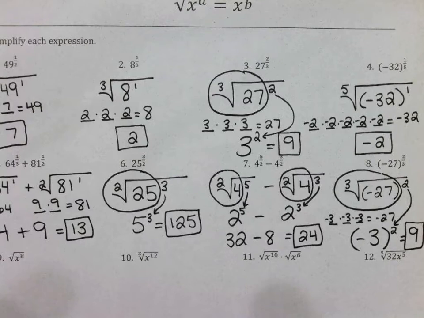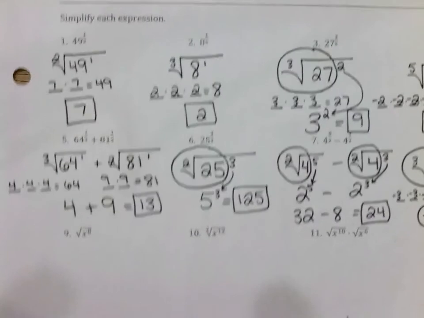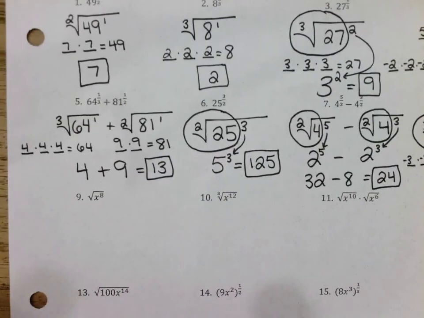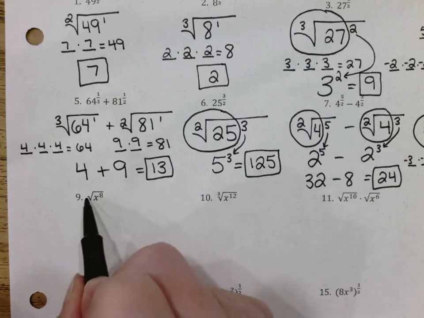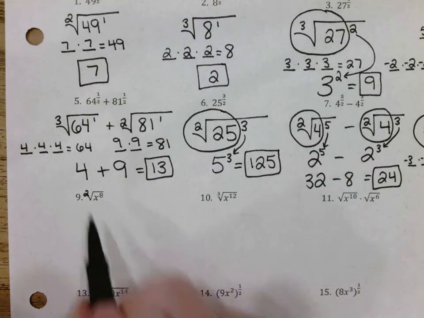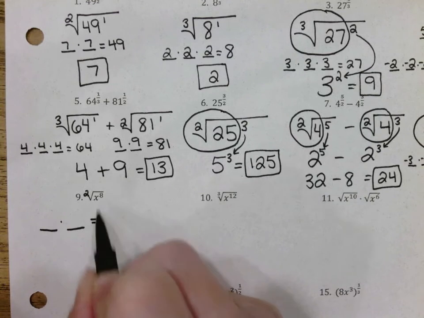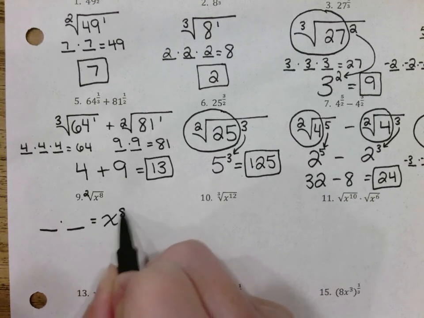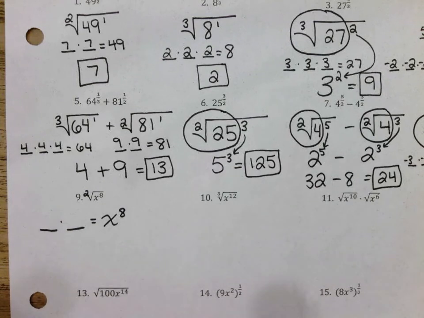Okay, so all those problems we did without variables, but now I'm going to add some variables in. It works the same way, really. So for this problem down here, it's already in radical form for us. If we don't see an index, we know it's a 2, so I'll put that there to remind us.